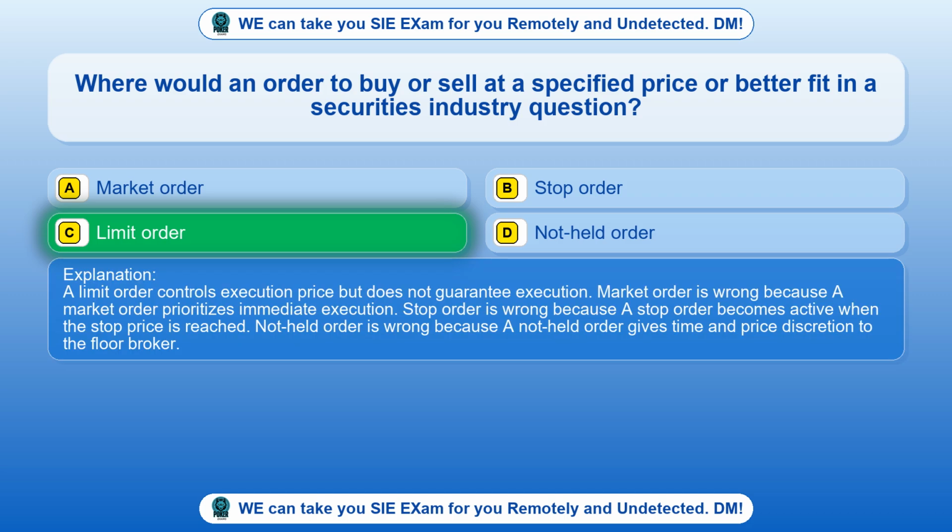A limit order controls execution price but does not guarantee execution. Market order is wrong because a market order prioritizes immediate execution. Stop order is wrong because a stop order becomes active when the stop price is reached. Not held order is wrong because a not held order gives time and price discretion to the floor broker.